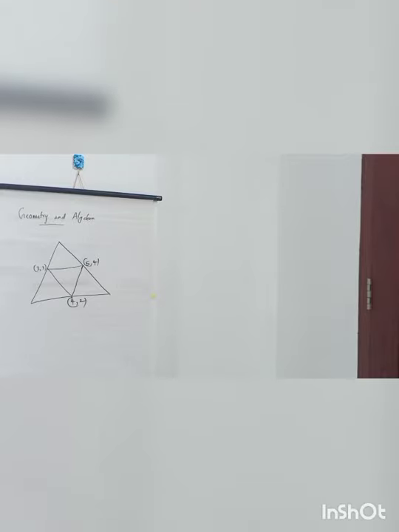Clear? Next question. In this picture, the midpoints of the sides of the large triangle are joined to make a small triangle inside. Calculate the coordinates of the vertices of the large triangle.